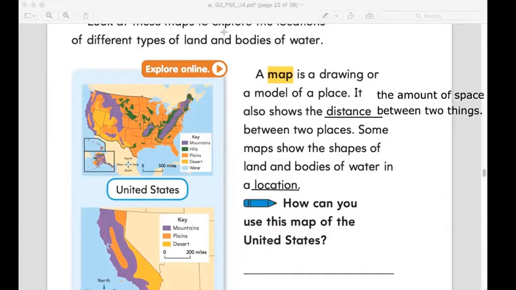Location is another word for a place. A certain place, a specific place. Go ahead and unmute and say location. Location, a place.